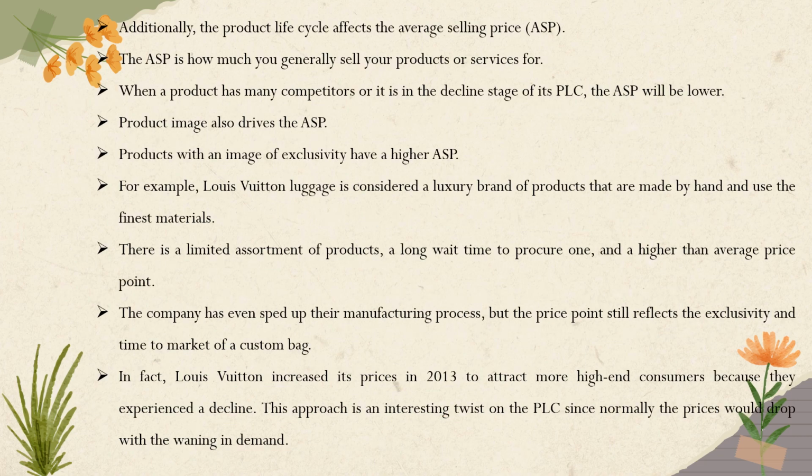The product life cycle affects the average selling price. The average selling price is how much you generally sell your product or services for. When a product has many competitors and it is in the decline stage, the selling price has to become lower. There is no demand and people have started buying from different sellers. If we still keep the product at a very high price, it will not be sold.